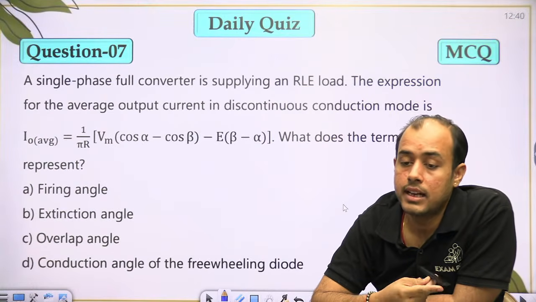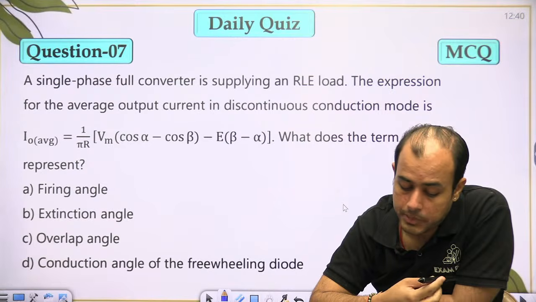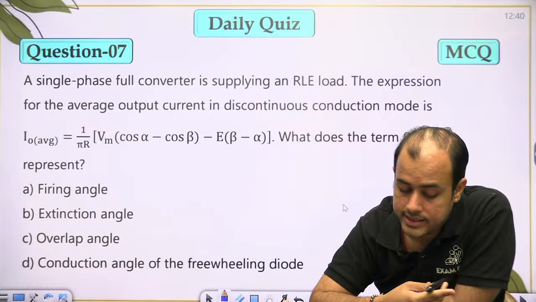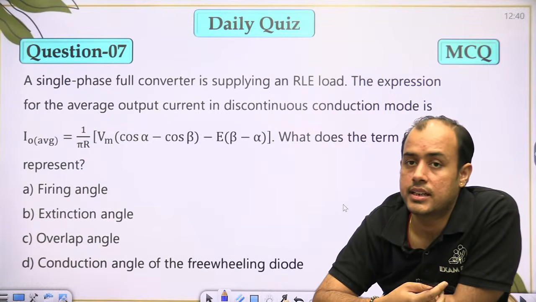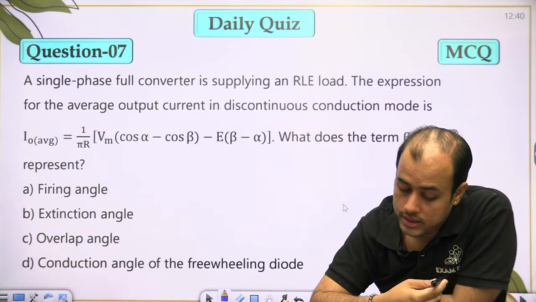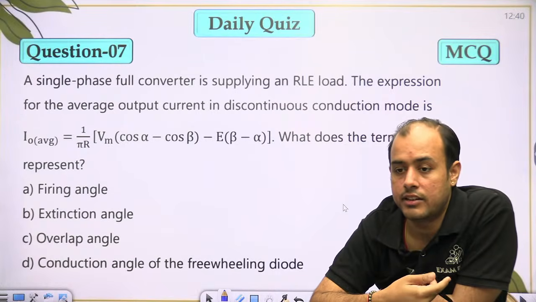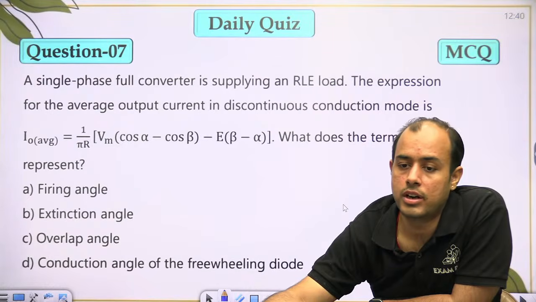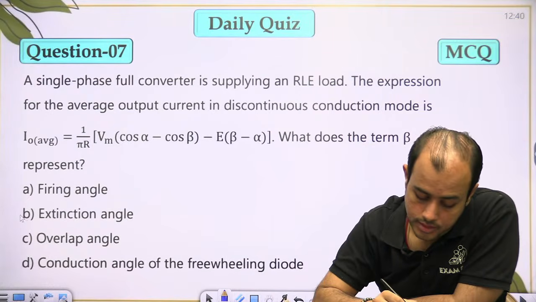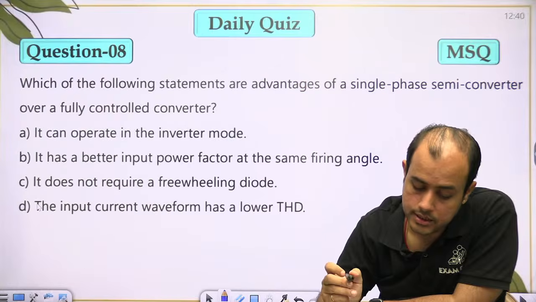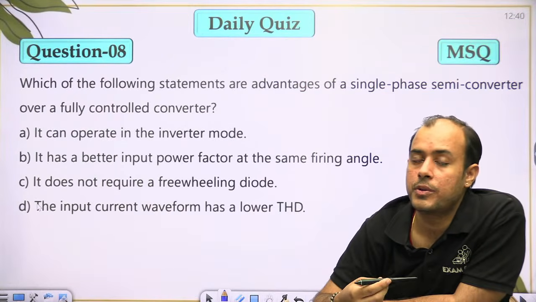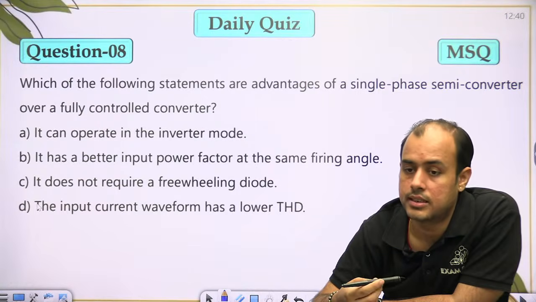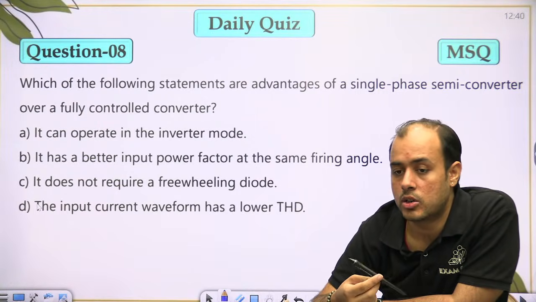Next, in a single phase full converter supplying RLE load, expression for average output current in continuous conduction mode is given. What does the term beta represent? Very easy. Beta क्या है? बताइए. What is beta? Extinction angle.